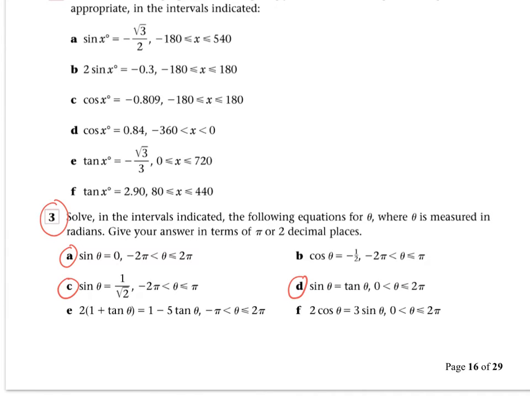Right, give yourself a good 15 minutes to do that. Pause the video, have a go using the identities if necessary, and then using the quadrant system as well. So I'll pause the video and then I'll reveal the answers on the next page.